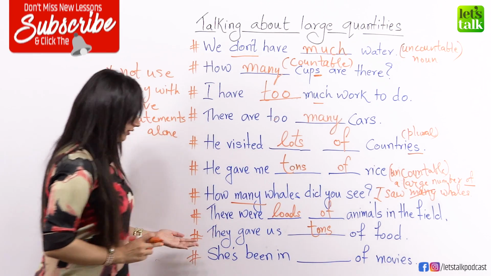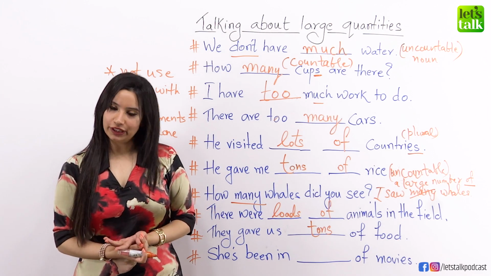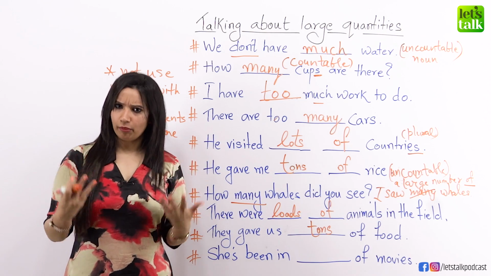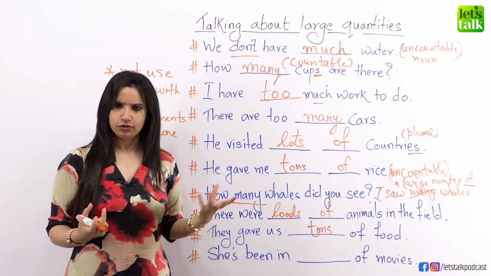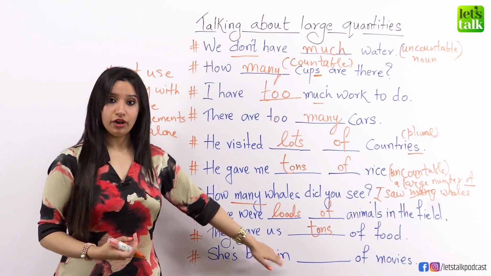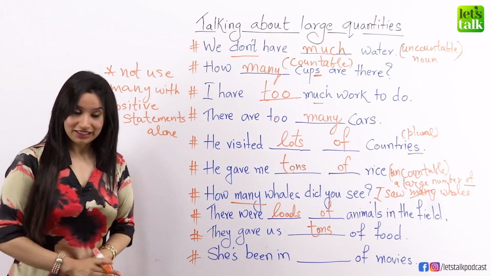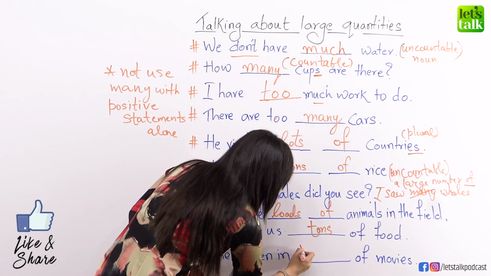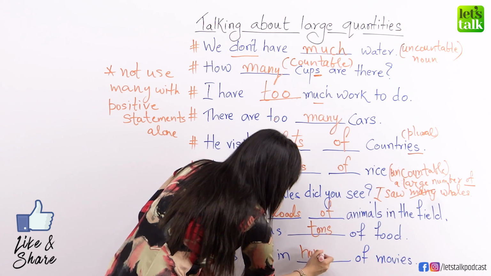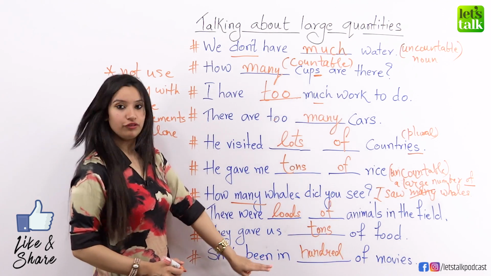Great. Now we look at the last one that we have. She's been in dash of movies. So you can also use numbers to talk about quantities. You don't always have to use these words. Can you say she's been in 100 of movies? Can you say that? That is correct, but with a small error. Can you think of the error? She's been in 100 of movies.